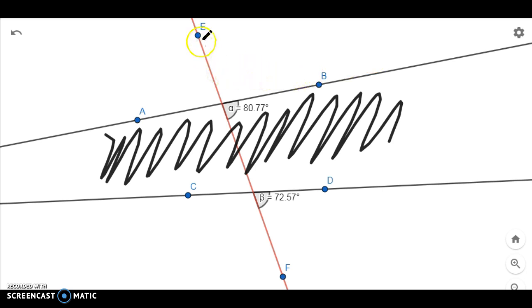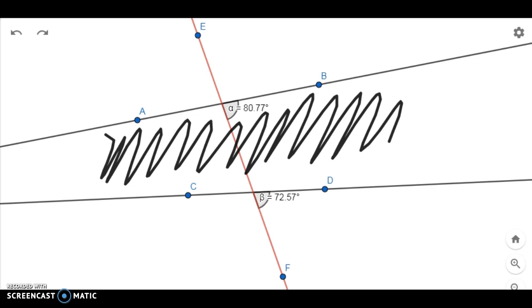Two other terms, the transversal controls which side the angles are on. In this case, the two angles that are highlighted are both on the same side of the transversal. If one was on the left side instead of the right, we would refer to that as alternate, because these two angles, let's just say it was in this corner. Let's just say it was in this corner. Those would be on alternate sides, one on the left, one on the right of the transversal.